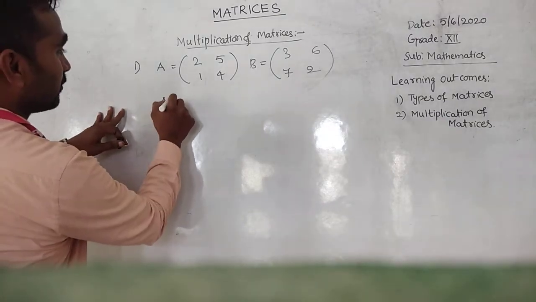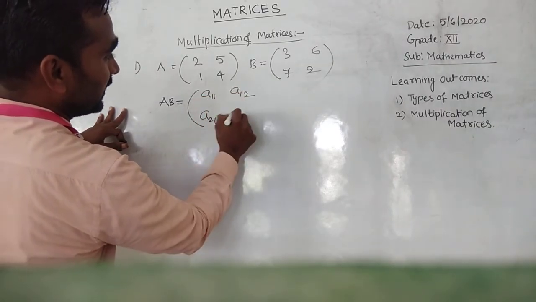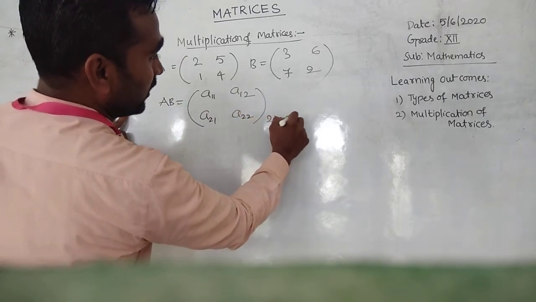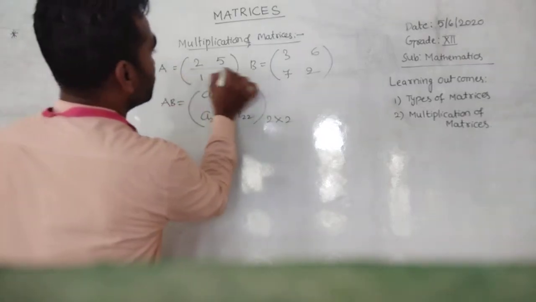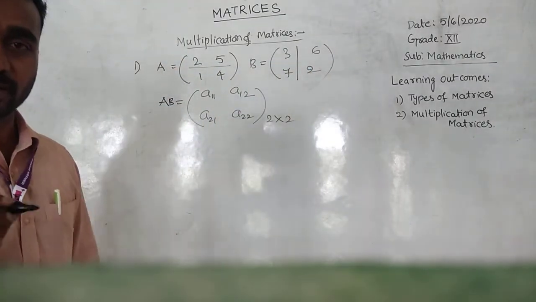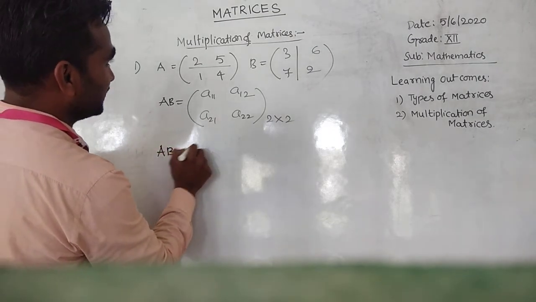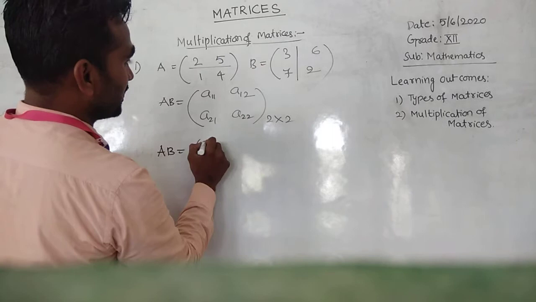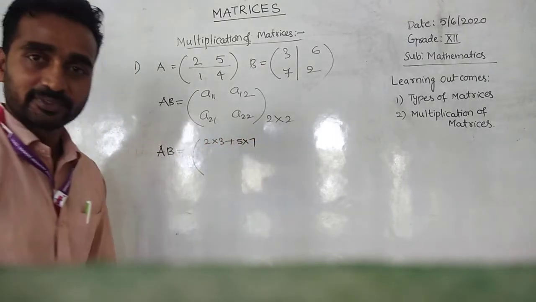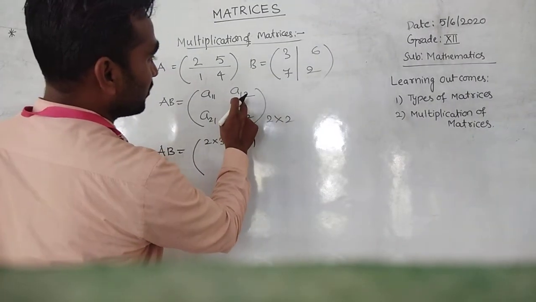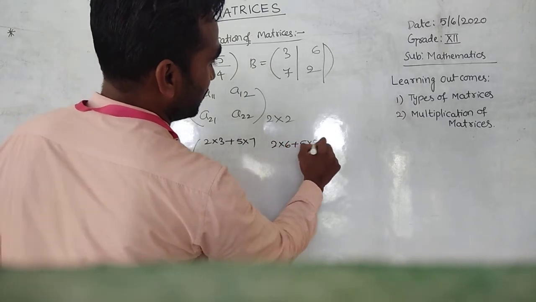After multiplying A and B, assume that you will get the elements A11, A12, A21, A22, so it's a 2 by 2 matrix. To get the A11 element, the first row is multiplied with the first column: 2 into 3 plus 5 into 7. To get the A12 element, the first row with the second column: 2 into 6 plus 5 into 2.